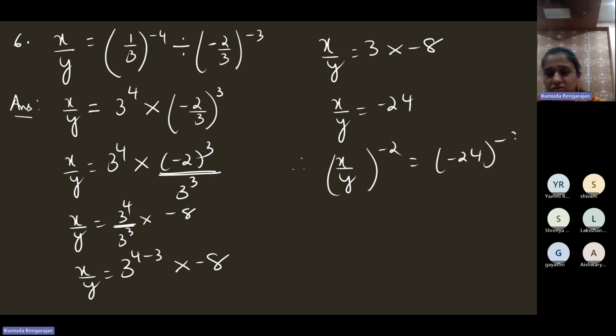Therefore, x by y to the power minus 2 will be equal to this one to the power minus 2. X by y is minus 24. So x by y to the power minus 2 will be minus 24 to the power minus 2, which is nothing but minus 1 by 24. Reciprocal of minus 24 is minus 1 by 24. Reciprocal of the base, negative of the power.